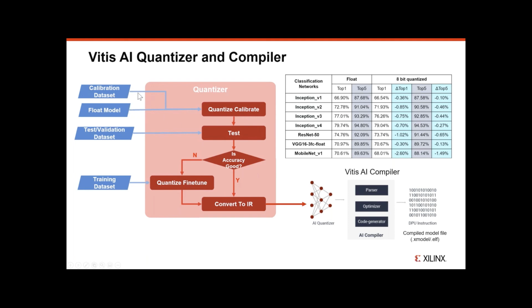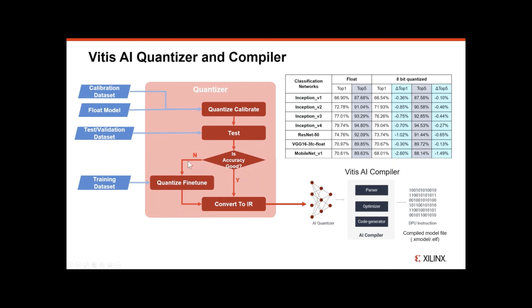So what the quantizer does is ingest these two pieces. It runs forward passes of the calibration data set through the floating point model to determine the dynamic range. After that first calibration step is done, the quantizer can optionally do a test step. For this, you would need to have your validation or test data set present with labels so that you could test the accuracy of the quantized model. If the accuracy is good after this step, you can go right to the compiler.